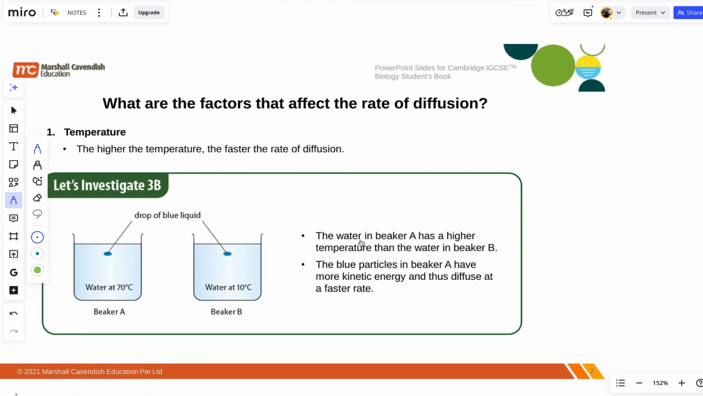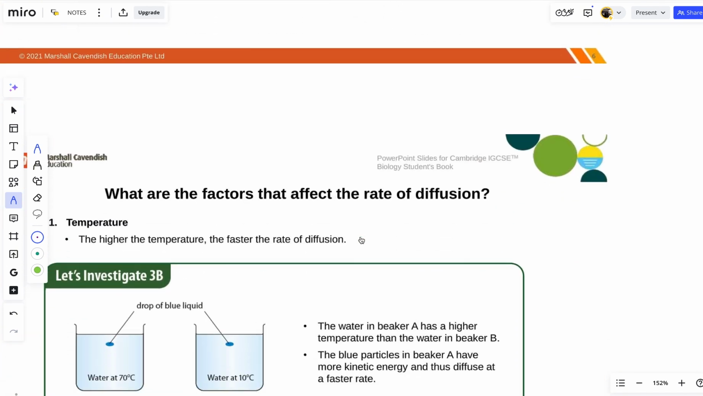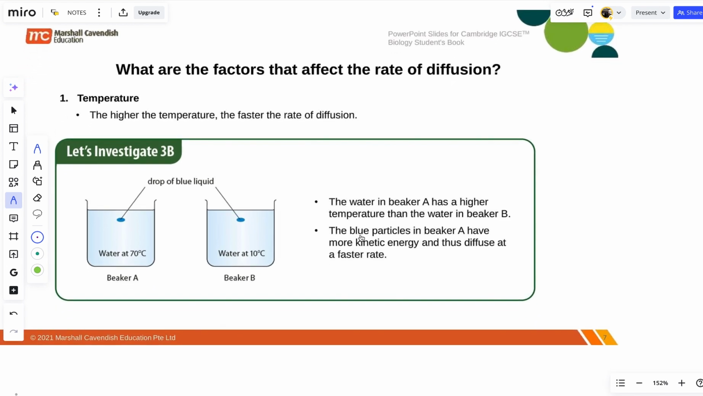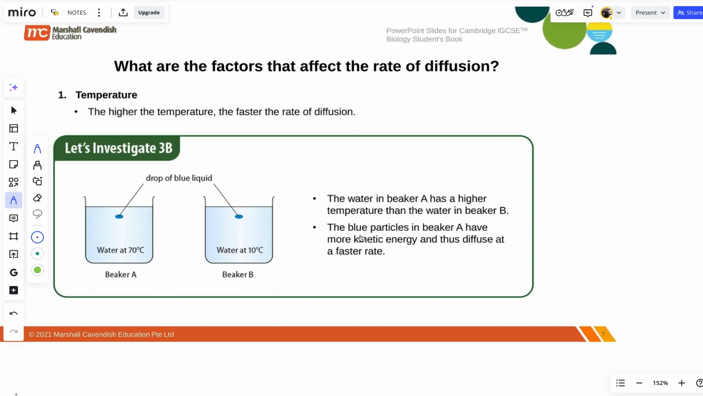Here, we are now going to the factors that affect the rate of diffusion of particles or of molecules. The higher the temperature, the faster the rate of diffusion. So, for example, if you put substances and you heat them up, let's say water at 70 degrees, the water molecules will start to evaporate or get ready to evaporate, unlike when the water is at 10 degrees Celsius.